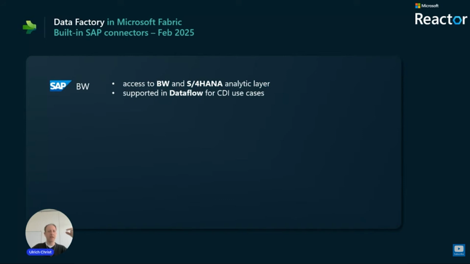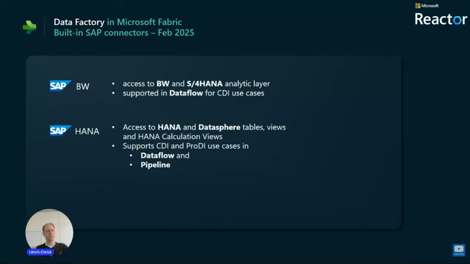And this analytic layer in S4HANA is built on a slightly different technology, but under the hood it's very, very similar. And the BW connector, which we already have, basically allows you to access that data and leverage it for CDI use cases. So as I said, not mass data, but the typical rather small scale, but flexible and very customized and user-specific self-service use cases.